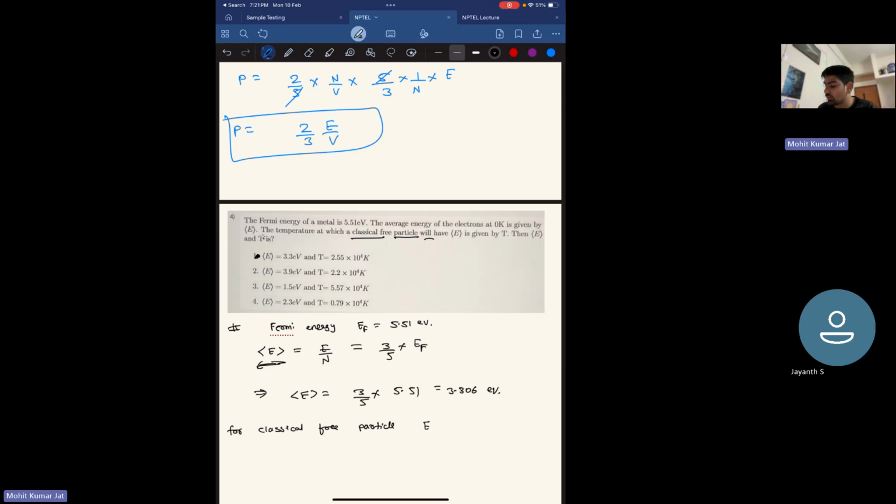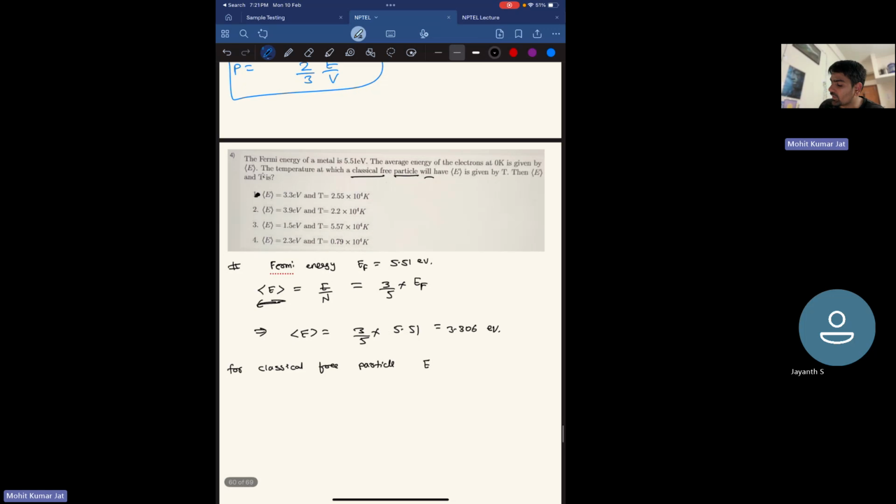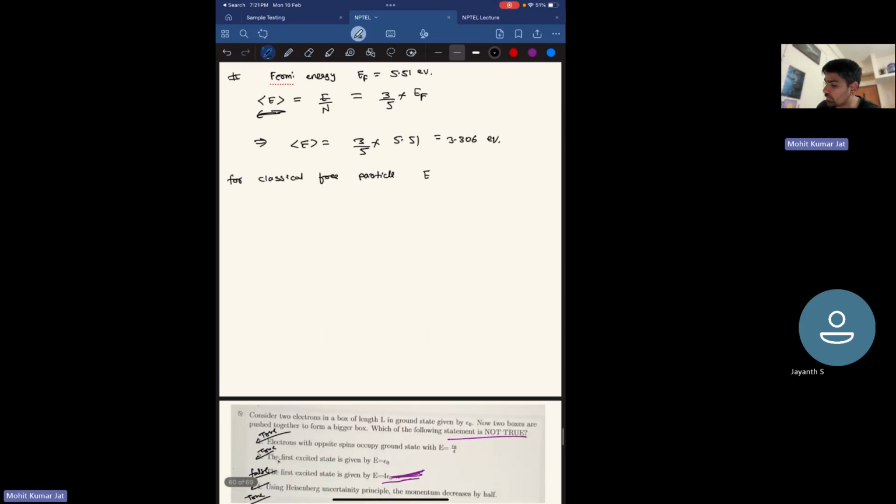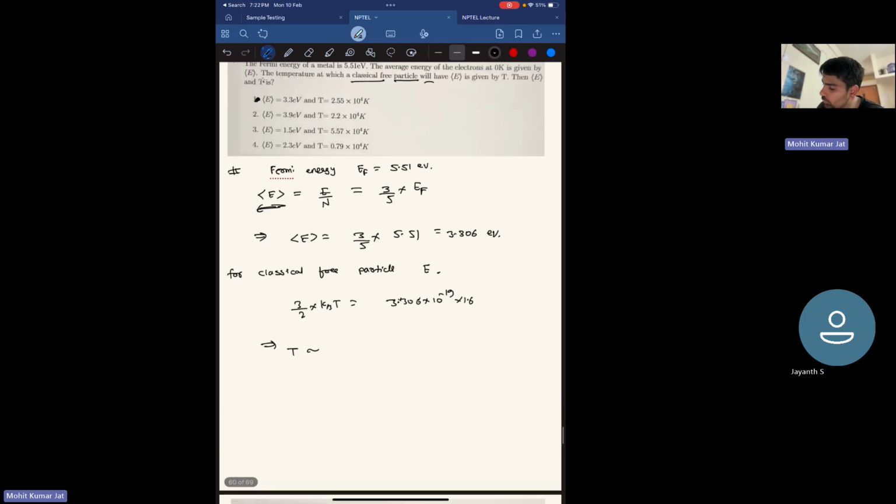What is the temperature? So temperature, assuming it to be classical, that got erased because of the software crash, but I will just write it again. P by 2 kBT is equal to 3.306 into 10 power minus 19 into 1.6, and from here you calculate the T, that will be, if I'm not wrong, 2.55 into 10 power 4 Kelvin.